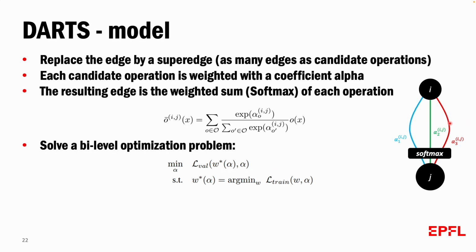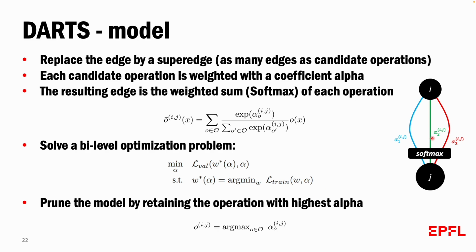But then we basically need to select which operation we want, and we're going to do this based on the alpha. We're going to basically prune the edge by retaining the operation with the highest alpha. So basically we take the argmax over the set of operation candidates. So why do we take the argmax? Simply to limit the gap between the super edge and the single edge.